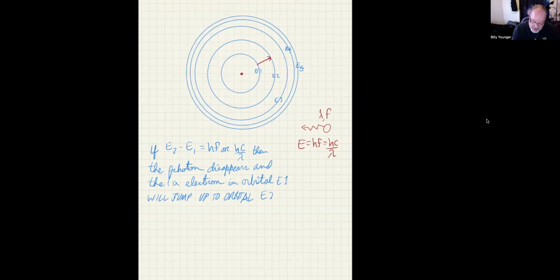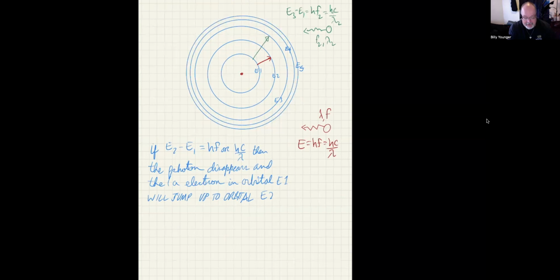If the energy matched E3 minus E1, in principle, so in this case we're drawing another photon that has a frequency f2 or a wavelength lambda 2, then that photon would disappear and the electron would jump all the way up to E3. Like that.